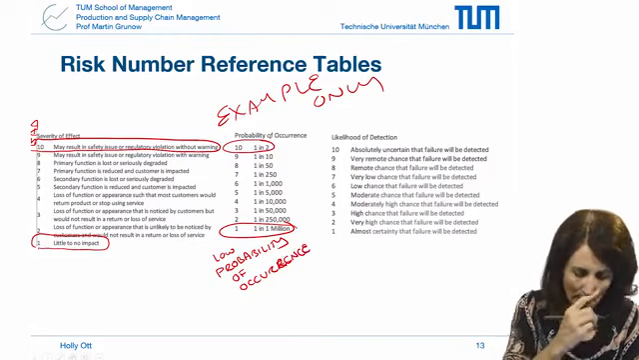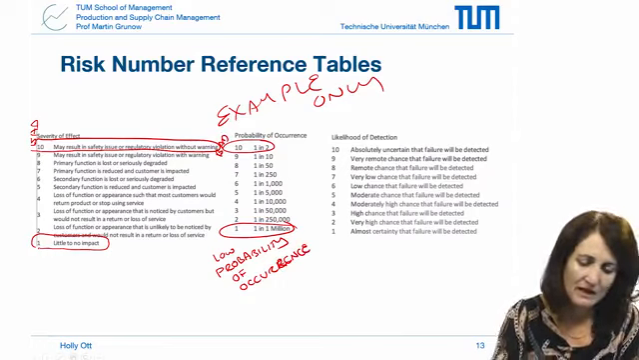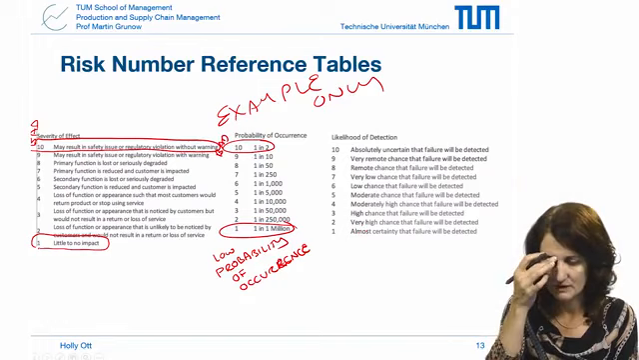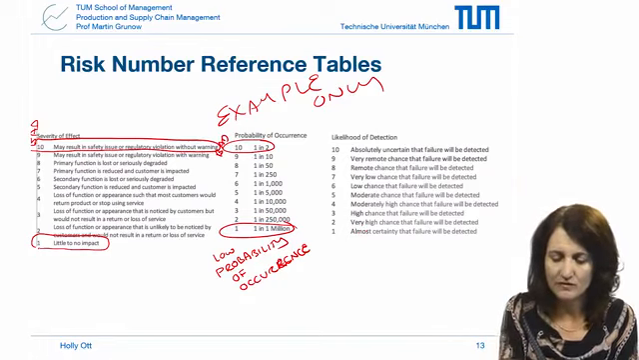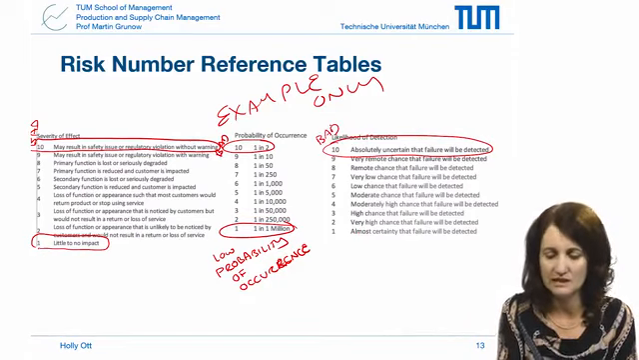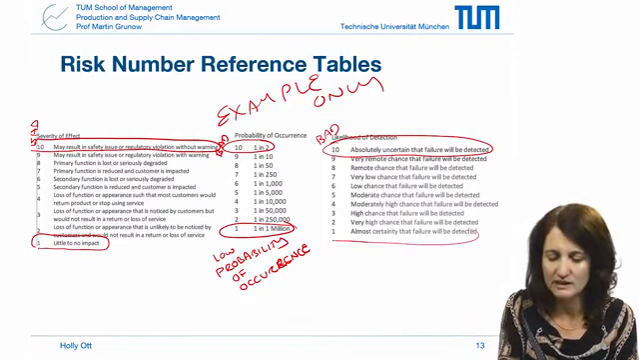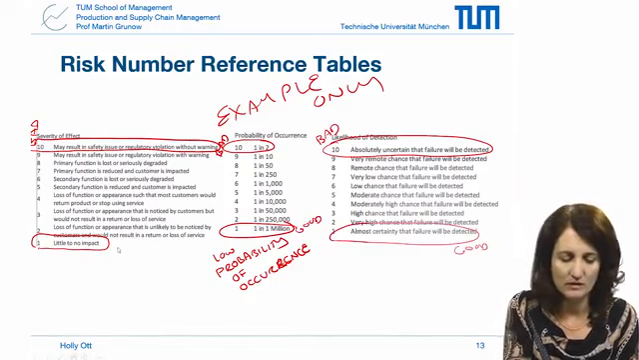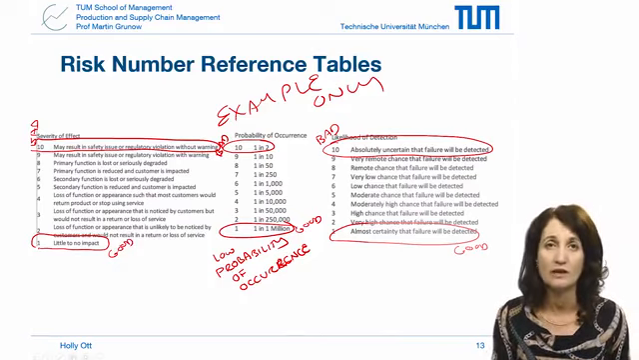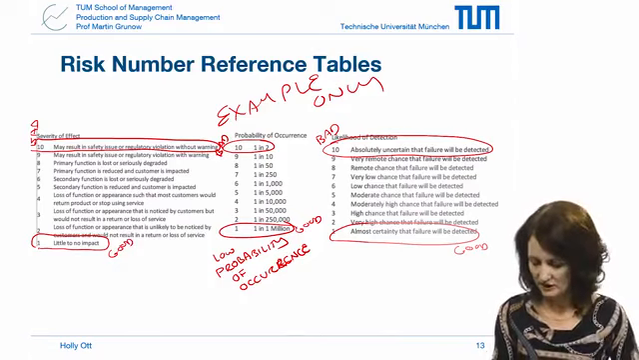This is them. So this is also bad. And here for detection, if you're very, very uncertain that the failure will be detected, then you have to give it a rating of 10, which is again bad. If you're sure you could detect it, then you give it a 1. So this is the idea that 10 is bad and 1 is good. And that's as far as we need to learn in this course.